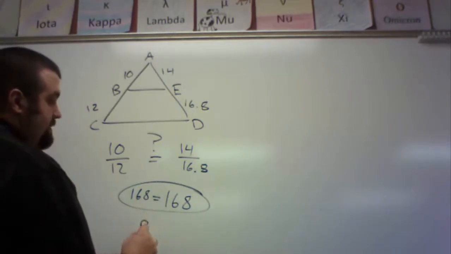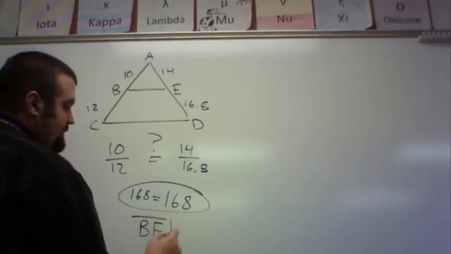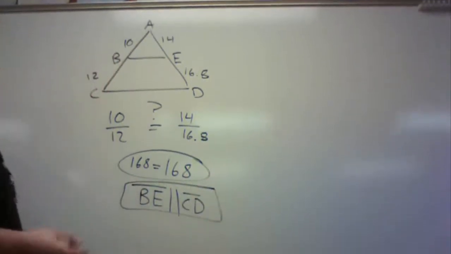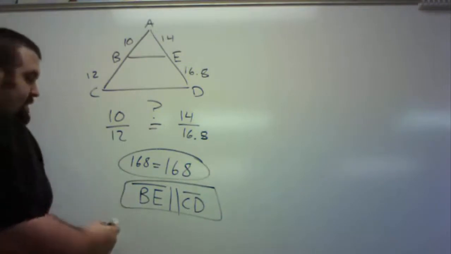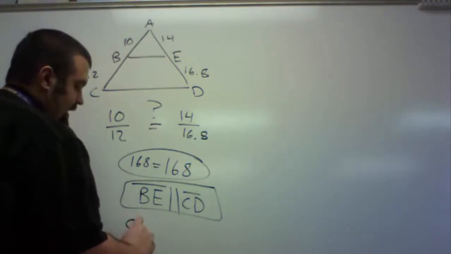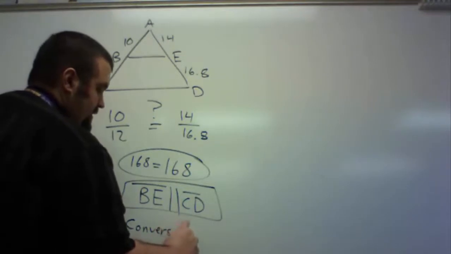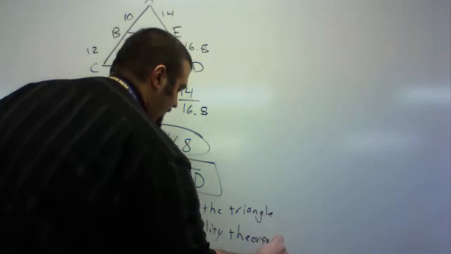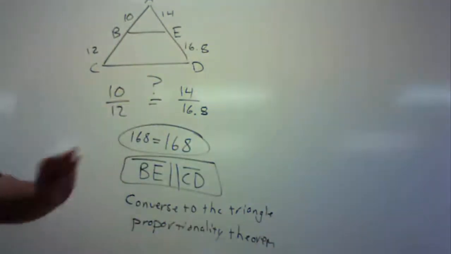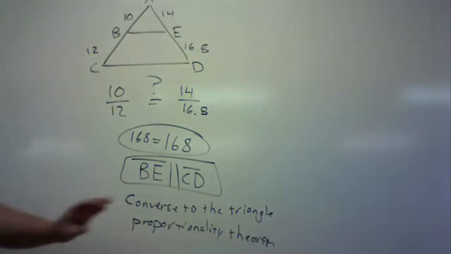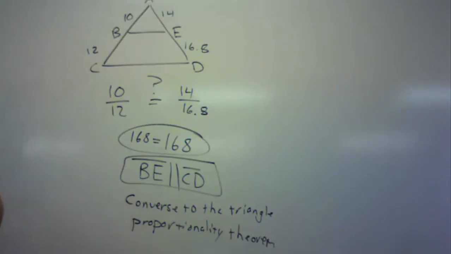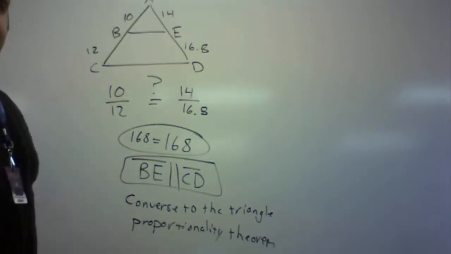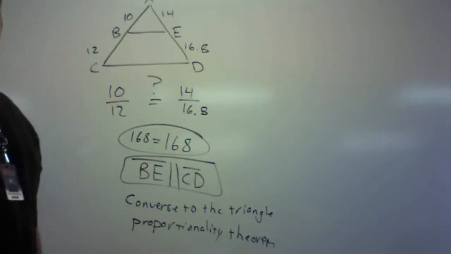Therefore, segment BE has to be parallel to segment CD. No way around it. Because the sides are divided proportionally. So I would say converse to the triangle proportionality theorem. And there I go. I have stated that they are parallel, and I have explained why I know it. It's the converse of the triangle proportionality theorem. Alright, so either A, you're looking for variables because you know the lines are parallel, or B, you're trying to tell me the lines are parallel.